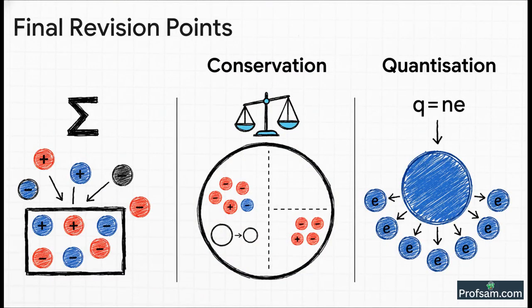So let's lock this in one last time. First, additivity. To find the total charge, just add up all the individual charges, remembering the plus and minus signs. Second, conservation. You can't create or destroy charge, you can only transfer it. And third, quantization. Charge always comes in fixed packets of size E, and the total charge is always given by the formula Q equals NE.